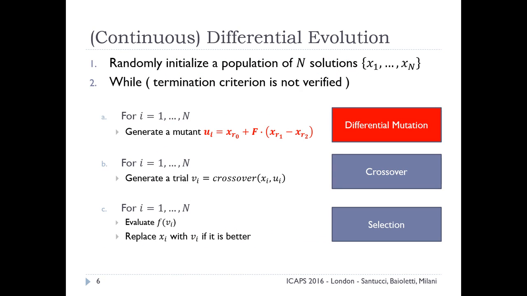Here is the main scheme of the algorithm. We randomly initialize the population of solutions. We enter a main loop where we apply the three genetic operators, and this is the definition of the differential mutation. We take three random individuals, x0, x1, x2, and we have a parameter F, a value between 0 and 1, and we generate a mutant solution using this formula here.